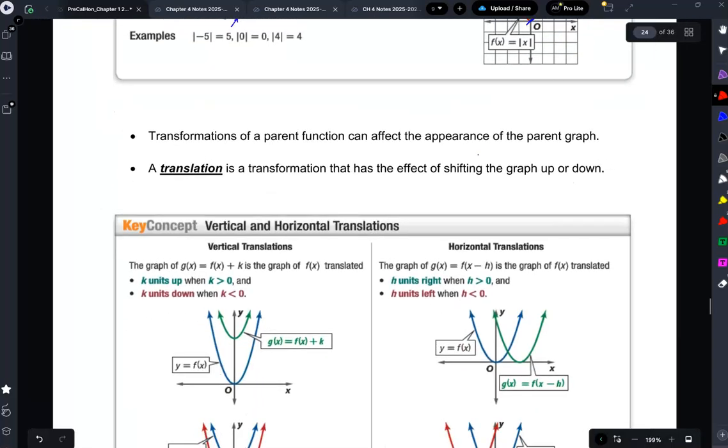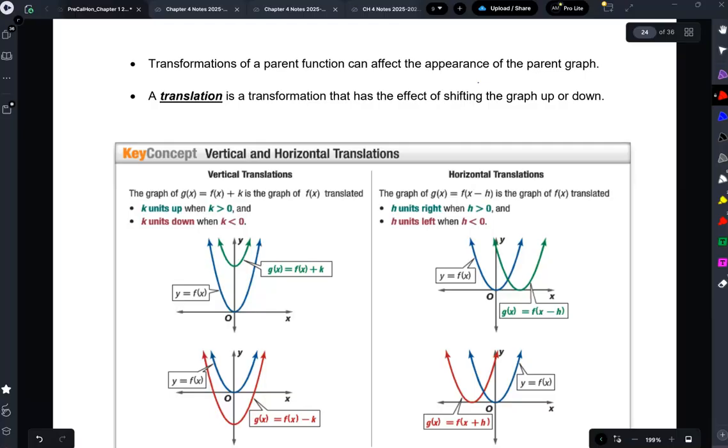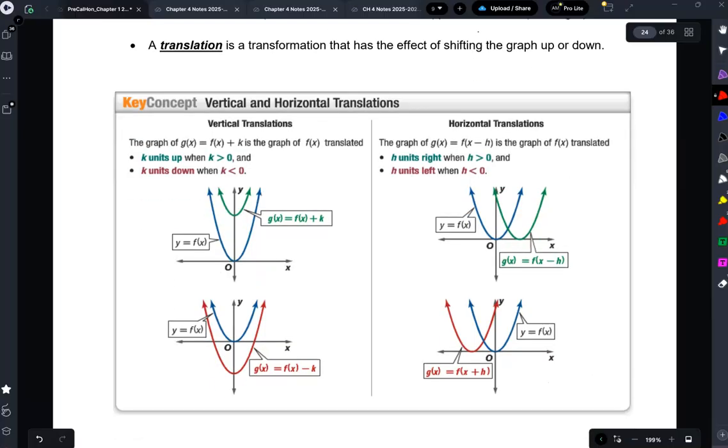Okay. Transformations, we know, affect the appearance of a graph. And again, we've done all of this. A translation, we did it in the trig units as well. So you can have vertical or horizontal translations. If you have a vertical translation, it's f of x plus k, right? If it's plus k, the graph moves up. Minus k, the graph moves down.